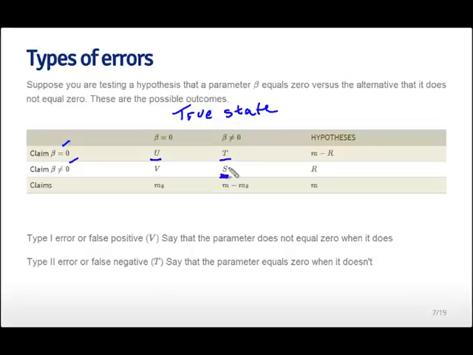The first one, type 1 errors or false positives, are the case where you say beta is not equal to 0. In other words, you say there is some relationship between the variables, but there actually is not a relationship. We're going to denote by V the number of times that happens. The other type of error, type 2 errors or false negatives, are the cases where you claim that beta is equal to 0. In other words, there's no relationship between the variables, but it turns out that there actually is.